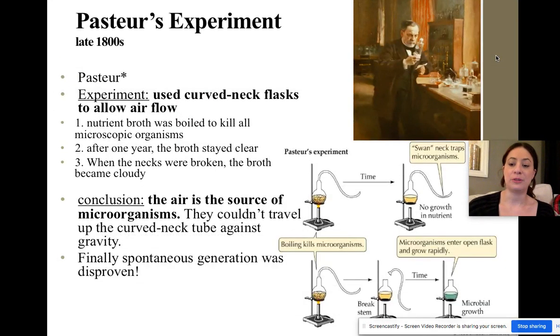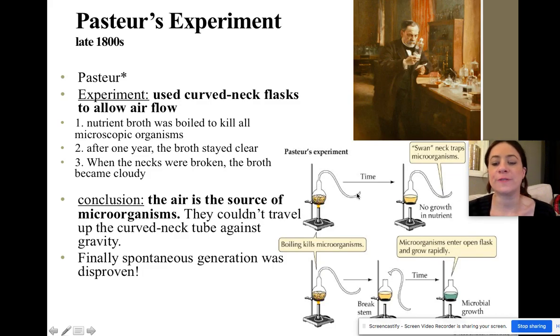Along would come Louis Pasteur. This is where we get the word pasteurization from, thanks to this guy here. This would happen in the late 1800s. So Pasteur would basically take Spallanzani's experiment. And what you see here is an experimental apparatus of broth, and what he does is he heats it up. He sterilizes it.